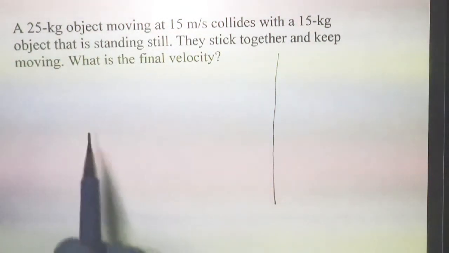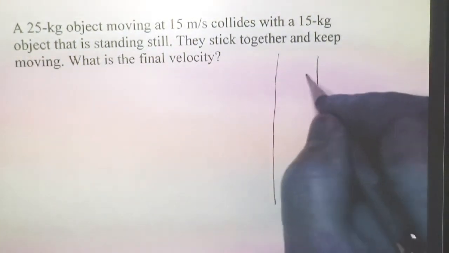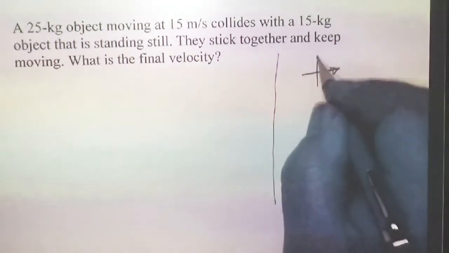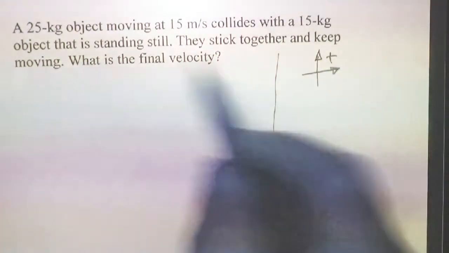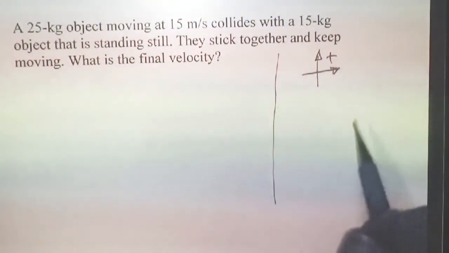So in this particular one, I've sectioned off my workspace, and as always, I want to make up and to the right positive. So we have two objects moving. If they happen to be moving in different directions, velocity, acceleration, all of these are vector quantities. You need to keep track of that so you can work the problem correctly. So up and to the right is positive.